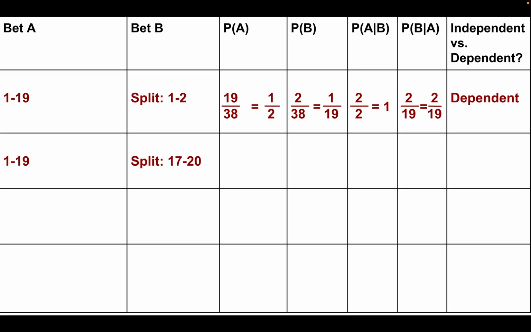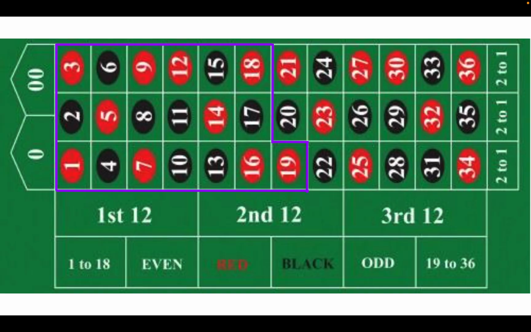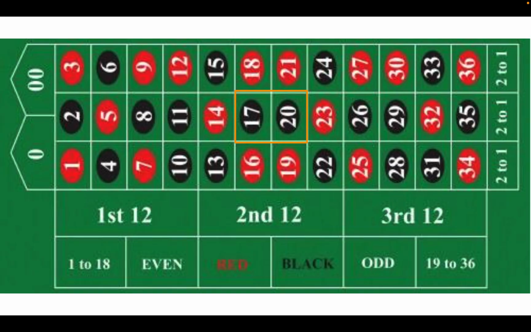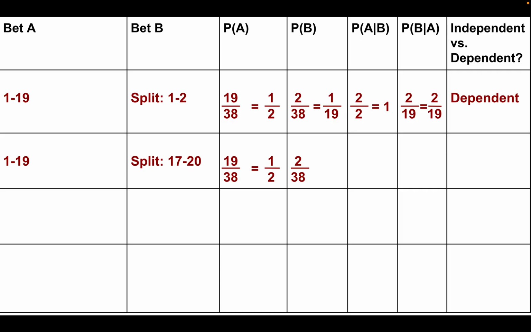Okay, so we're going to again use this made up 1 through 19 bet. But now we're going to make a second bet, our second bet, the split bet. We're going to have that be on numbers 17 and 20. Okay, so 1 through 19, that's still going to be a 19 out of 38 chance of winning that one. And so that'll give us a 1/2 probability of winning. 17 through 20, that's still a split bet, so you're still betting on two numbers. So this probability is going to be 2 out of 38, which simplifies to 1/19.